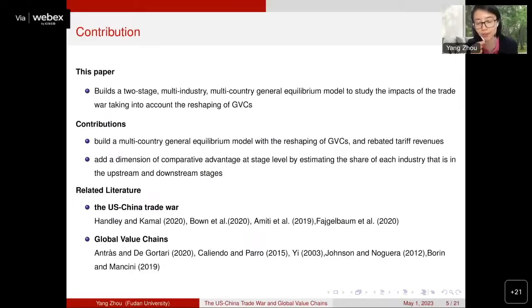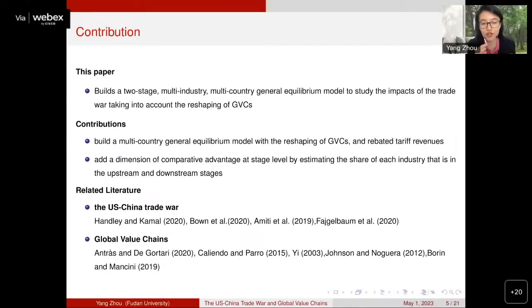And also, when I calibrate this model, I add another dimension of comparative advantage at a stage level by estimating the share of each industry that is in upstream and in downstream stages. So basically, in my model, the comparative advantage is not only at the industry level and country level, but also at the stage level, because I want to capture the structure that countries are able to focus on different stages of different industries.